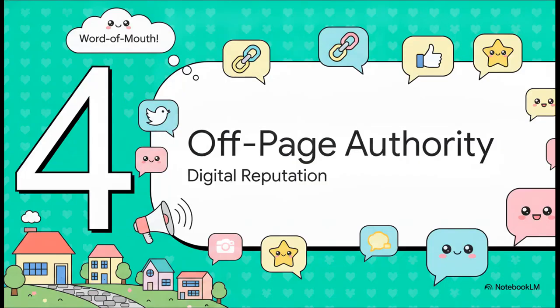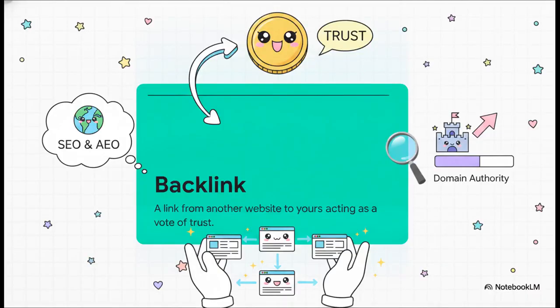All right, let's look at Section 4, Building Off-Page Authority. Your interior design is flawless. Your technical plumbing is solid. But what's your neighborhood reputation like? The absolute gold standard of off-page reputation is the backlink.